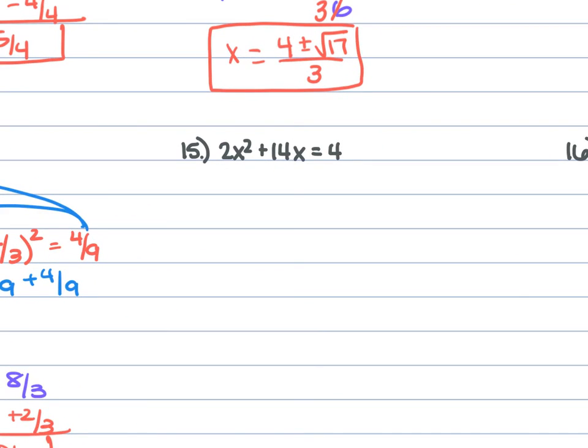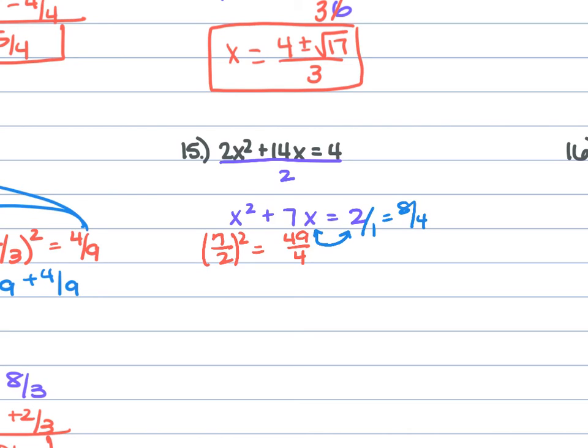For 15, we are given 2x squared plus 14x is equal to 4. We're going to divide everything by that 2 to get x squared plus 7x is equal to 2. Our b is 7, so 7 over 2 squared is going to be 49 over 4. We're going to add this to both sides. When I do that, I'm going to turn that 2 into something over 4, so that's going to be 8 over 4. So I'm going to have x squared plus 7x plus 49 over 4 is equal to 8 over 4 plus 49 over 4.